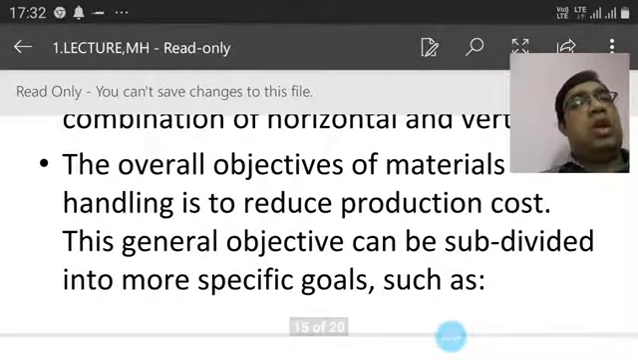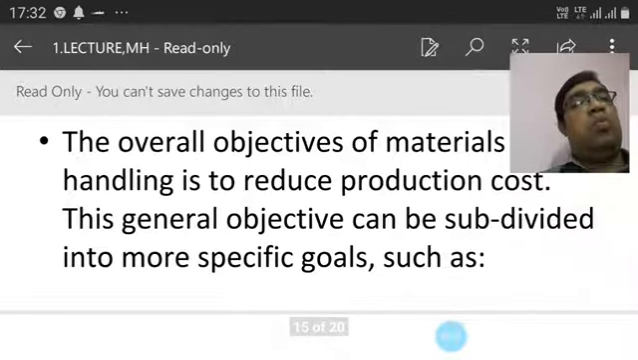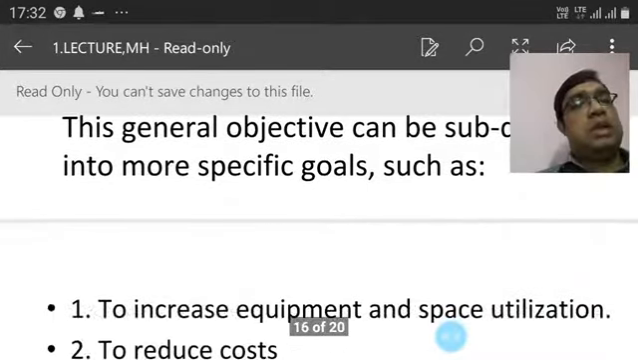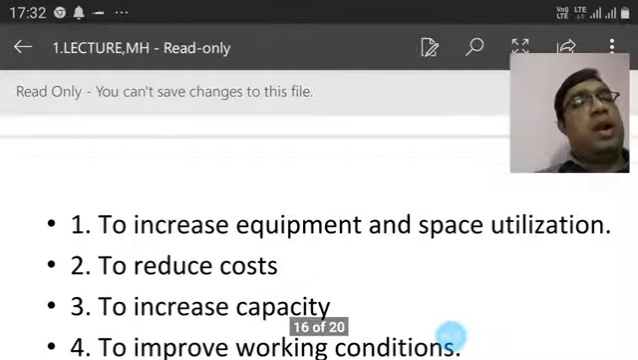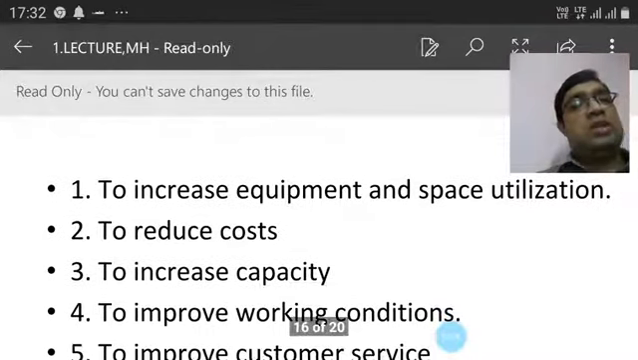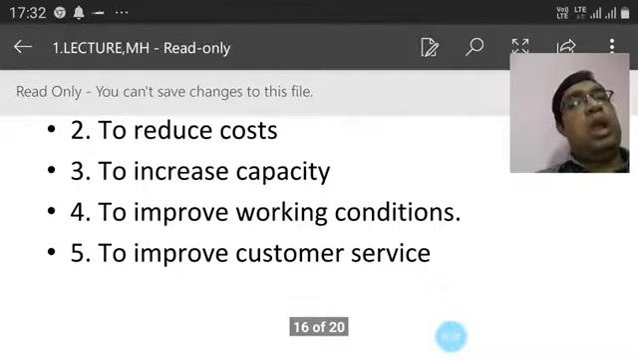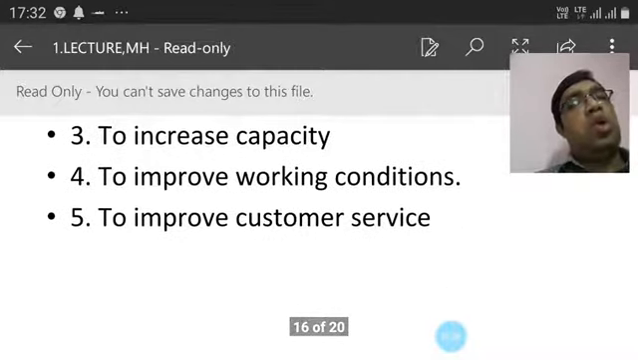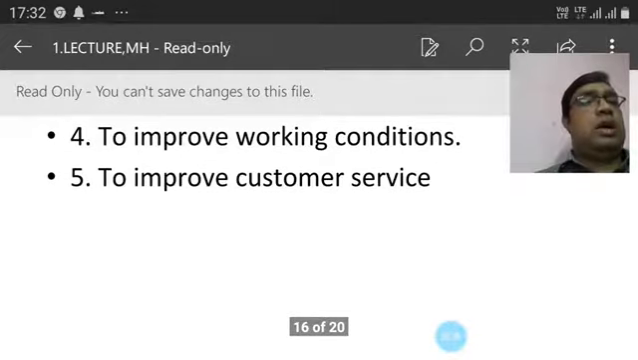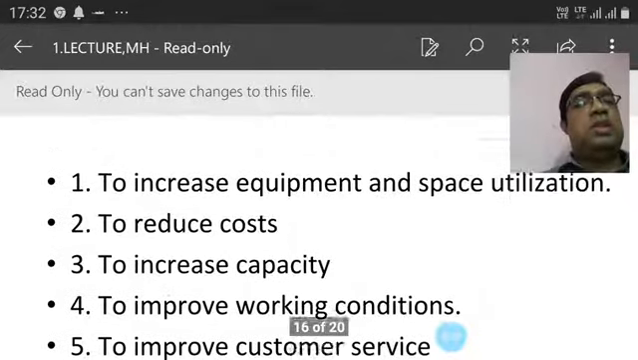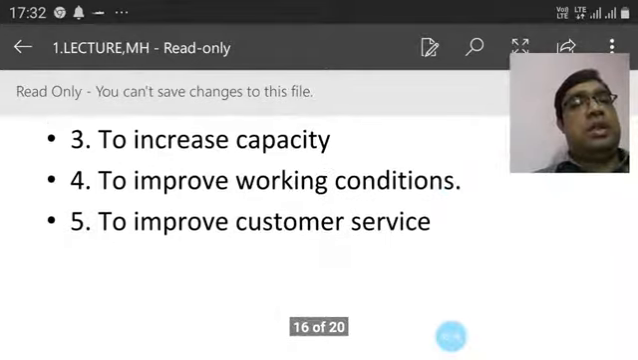This general objective can be subdivided into more specific goals, such as to increase equipment and space utilization, to reduce cost, to increase capacity, to improve the working condition, and to improve customer service. Improving customer service is very essential.